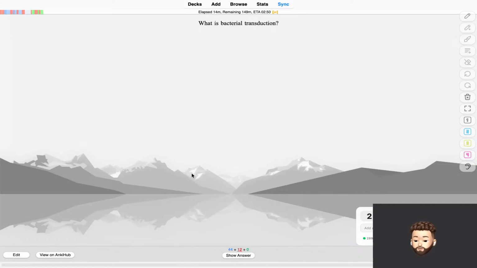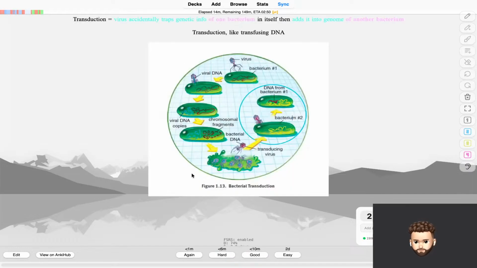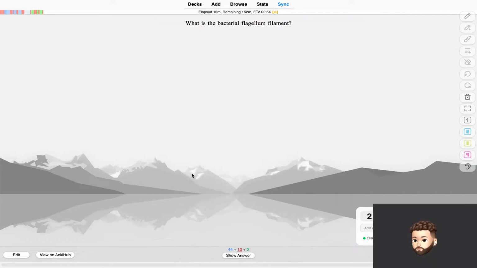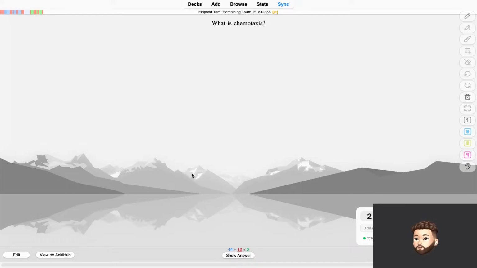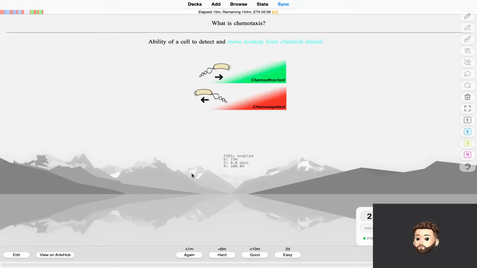Bacterial transduction is when a virus takes in bacterial DNA and integrates it into another bacterium's genome. What is the bacterial flagellum filament? It is a long, hollow helical structure composed of flagellin. It is the ability of a cell to detect and move away from or to a chemical stimulant.